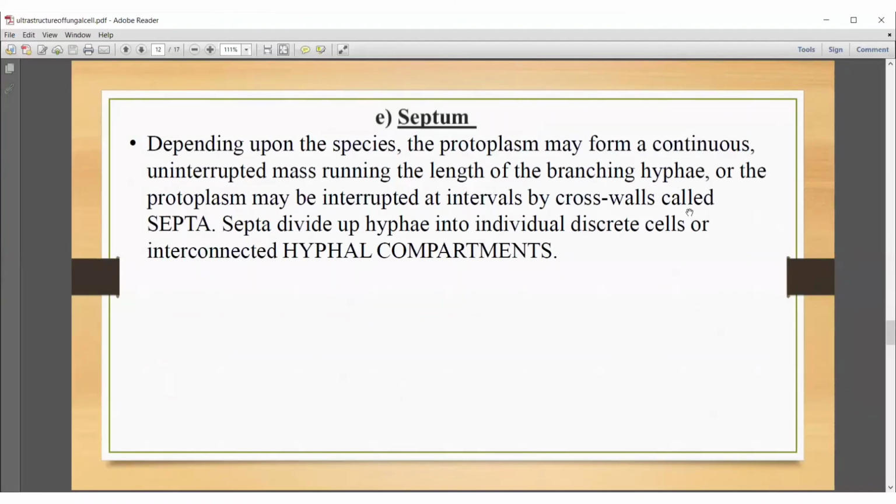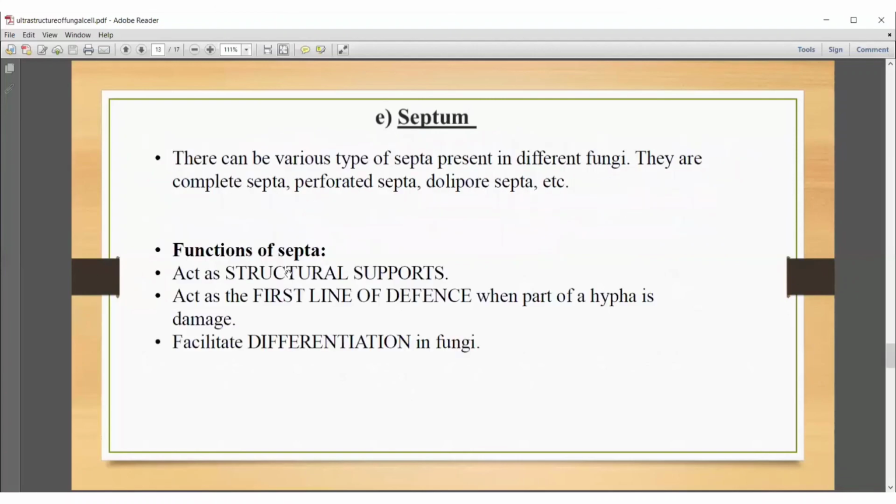Next one is septate. Depending upon the species, protoplasm may form a continuous, uninterrupted mass running the length of the branches of hypha. Or the other possibility is that protoplasm may be interrupted at intervals. At which intervals? It will appear broken by cross cell walls called septa. Septa divide the hypha into discrete cells or interconnected hyphal compartments.